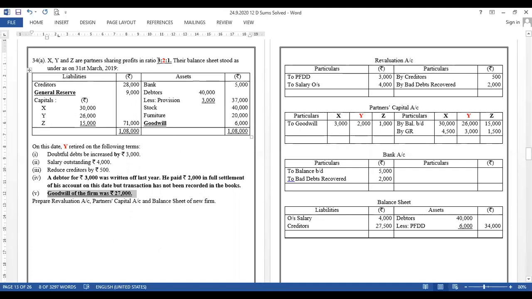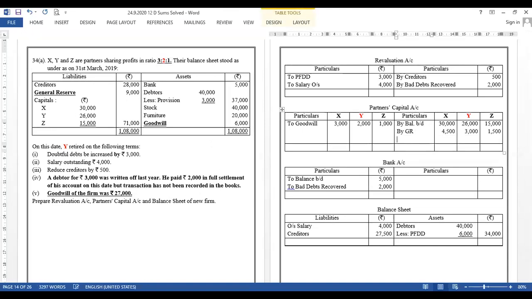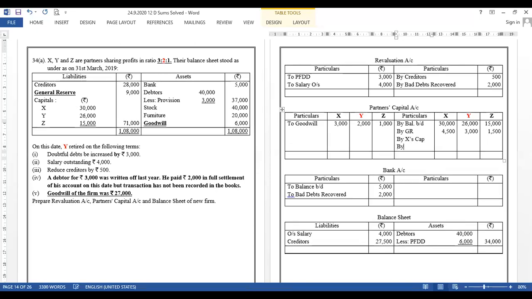X and Z. In what ratio? 3:1. You calculate, I will write the effect meanwhile. Y should be credited by X's capital, right? And by Z's capital. Yes, anyone with the amounts please now?